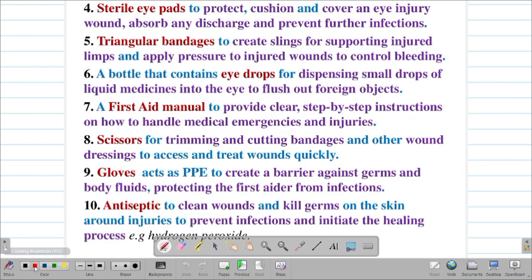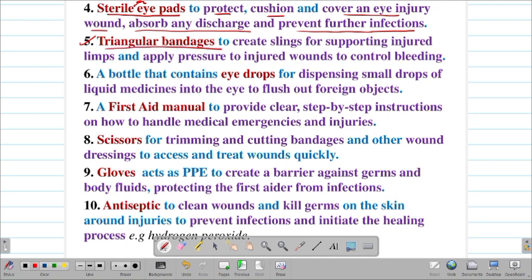Now, the fourth component of our first aid kit is what we call the sterile eye pads. We said that the word sterile simply means free from living microorganisms causing infections such as the fungi, bacteria, and of course the virus. So sterile eye pads protect, cushion, and cover an eye injury wound, also absorb any discharge and prevent further infections in our eye. Then the fifth component of a first aid kit is what we call a triangular bandage.